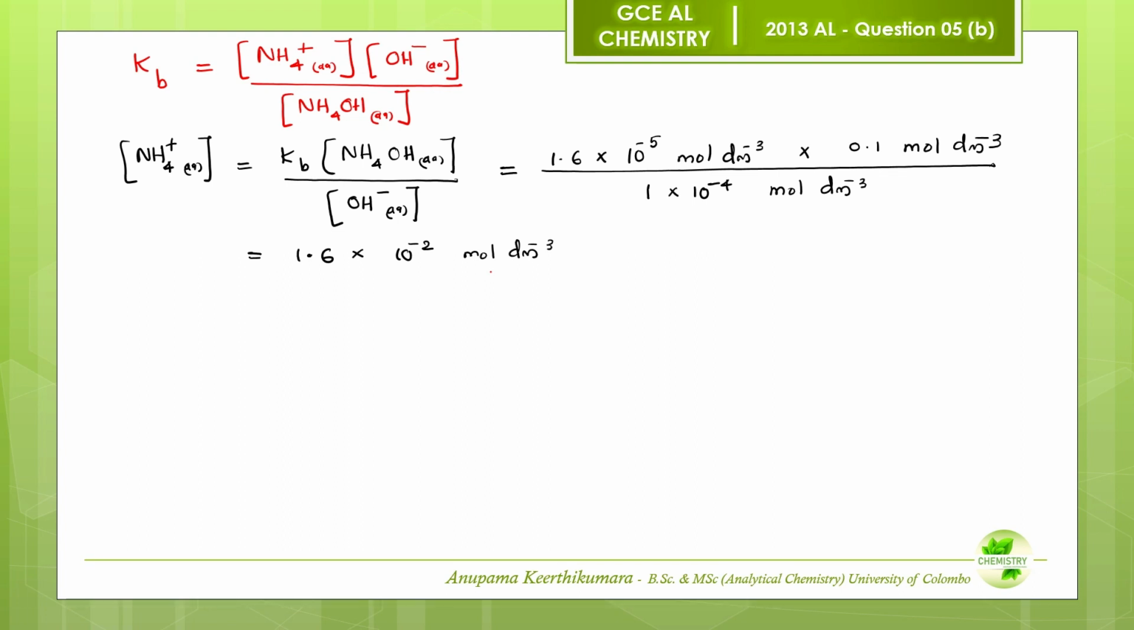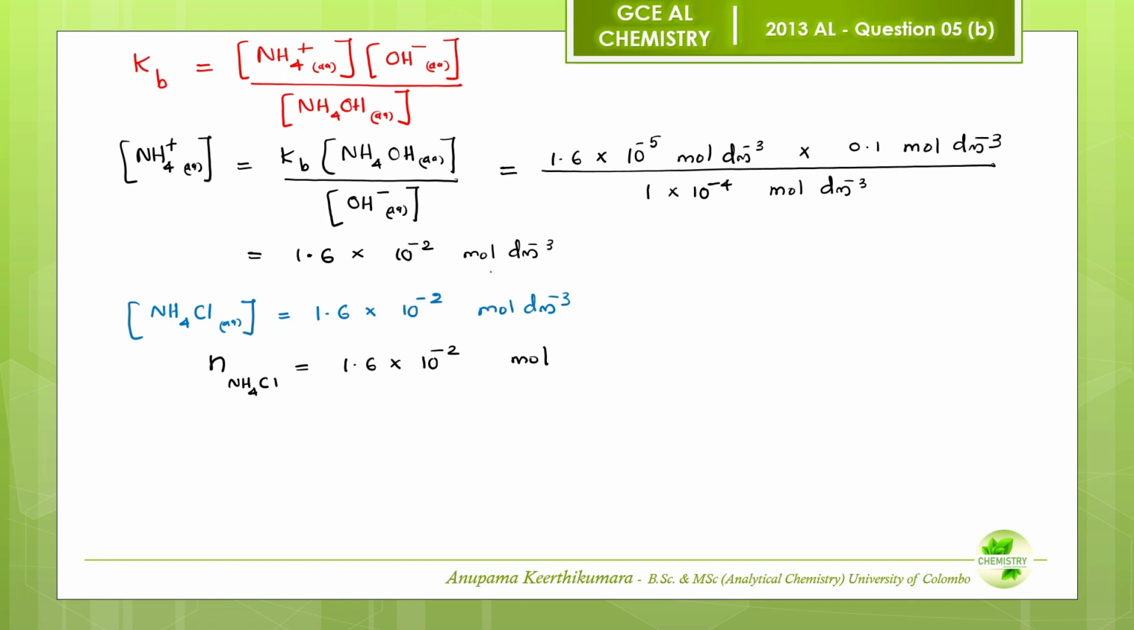The total volume of the mixture is 1 cubic decimeter. Concentration of ammonium chloride is also the same, 1.6 times 10 to the negative 2 moles per cubic decimeter. The volume of the mixture is 1 cubic decimeter. That means the number of moles of ammonium chloride in the solution is 1.6 times 10 to the negative 2.